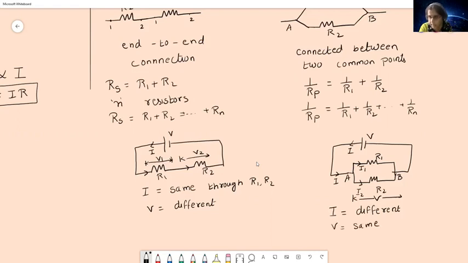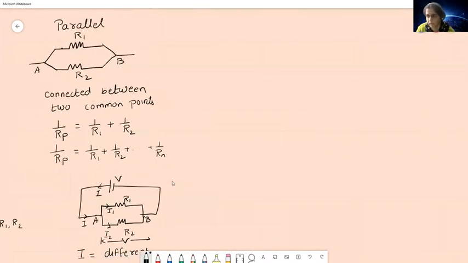So in series connection, the total resistance is given by the addition of the resistors. But in parallel connection, you are going to take the reciprocal of the resistors and add them. In series connection, current is going to be the same, but voltage is going to be different. Whereas in parallel connection, current is going to be different, but voltage is going to be the same. Now we will look into two problems.